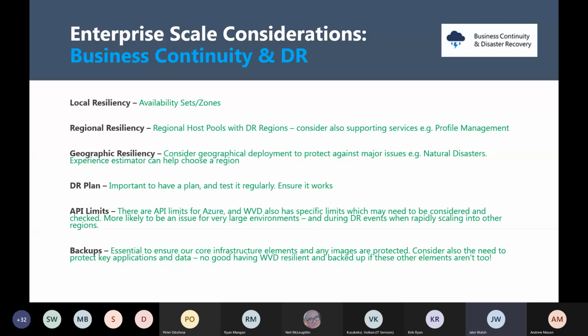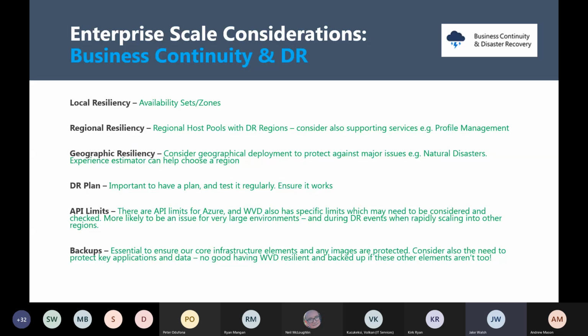Again, API limits, worth mentioning here as well. If your DR plan involves rapidly rolling out an image update to a very, very large number of VMs and then rebooting them or something like that, or you need to make very large numbers of API calls as part of some custom scripting or automation, again, just make sure you're not going to hit any of those limits, and that kind of comes down to testing that DR plan.